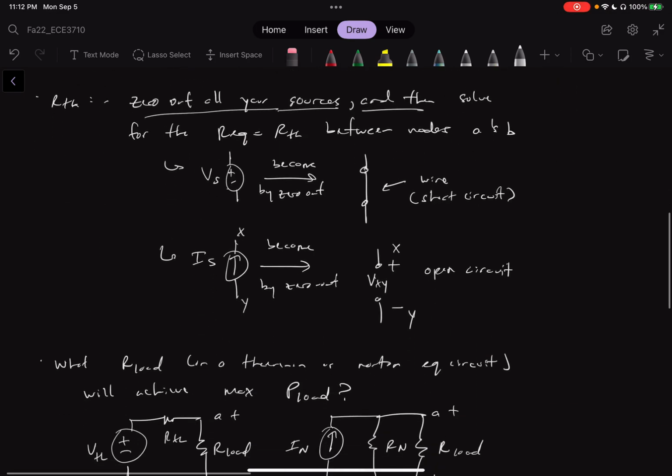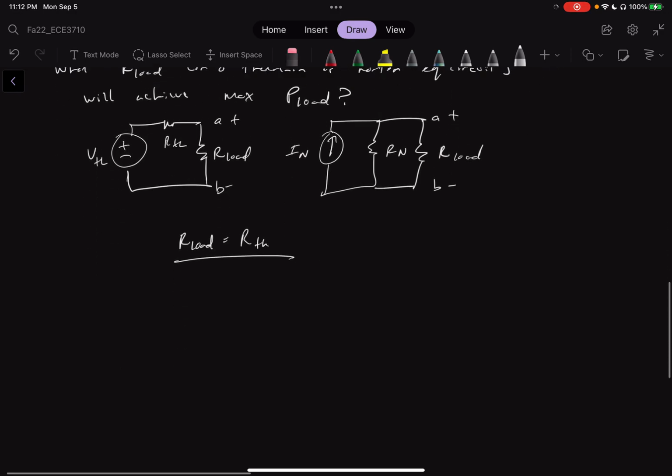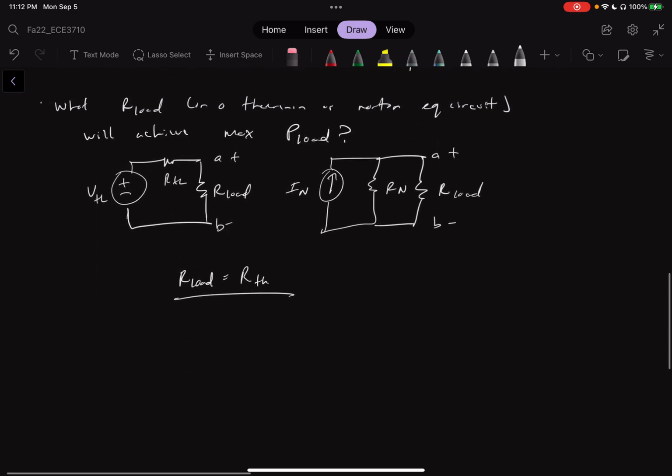You will also be asked to solve for R Thevenin. How do you do that? Zero out all your sources and then solve for the R equivalent or R Thevenin value between nodes A and B. To be very clear, you zero out a voltage source by replacing it as a wire. You replace a current source with an open circuit. The last thing that you'll be asked to solve for sometimes is what load resistance will maximize power at the load if you insert it in a Norton equivalent or Thevenin equivalent circuit. And I'm telling you, it's R load equal to R Thevenin.